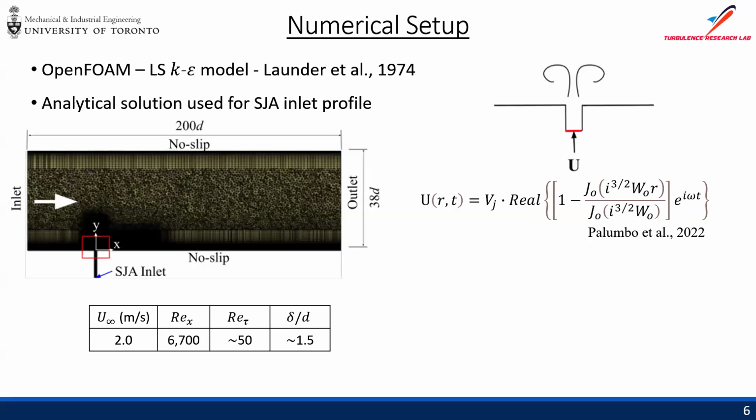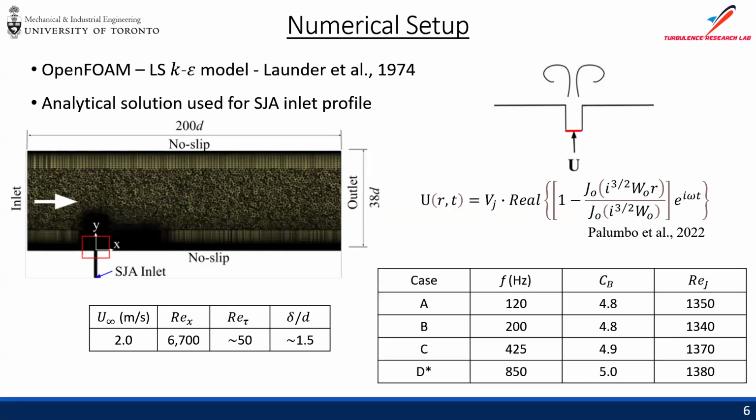For the SJAs, we've gone with an analytical solution for the profile. This is based on the Womersley solution approach, and it gives us a lot of control over the SJA effect. We outlined 4 cases from 120 Hertz to 850 Hertz. For reference, case B would be closest to the SJAs done on the airfoil on the experiment side, at 200 Hertz. However, we've decided to increase the blowing ratio from 3.8 in the experiments to 4.8 for the numerical side, since URANS is known to be a little bit overly diffusive, so we're trying to compensate for that a little bit.